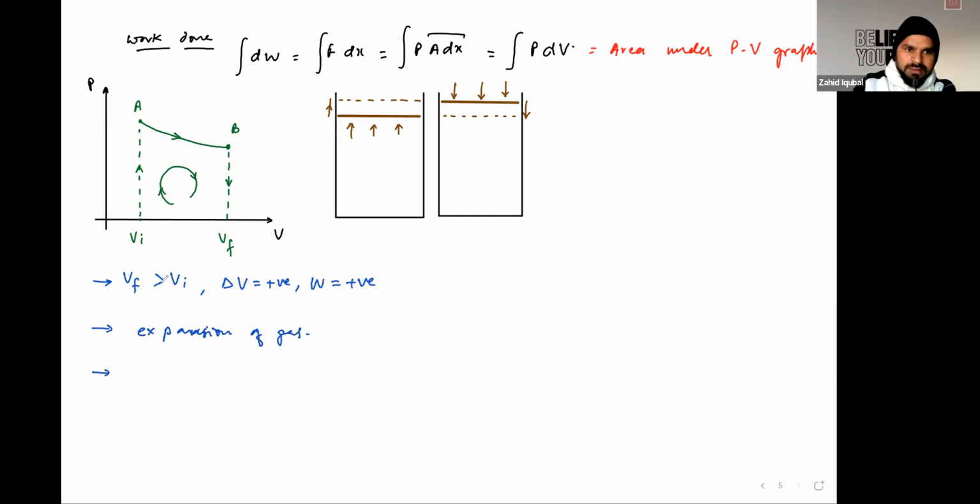Next, work is done by the system, that is gaseous particle on the piston to expand it. So we can say work is done by the system. By the system means by the gaseous particle on the piston. And the notation of graph for this process is in clockwise direction.